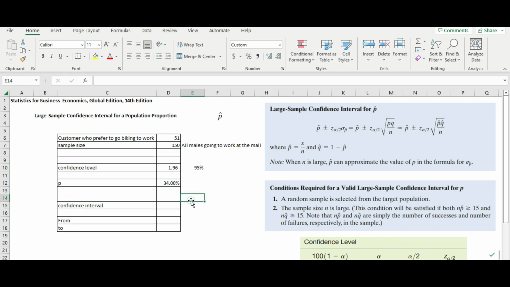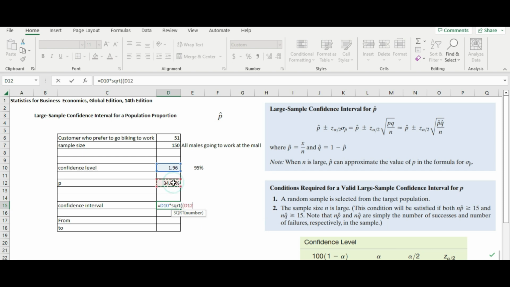Now we will be computing the confidence interval. It's the confidence level times the square root of P multiplied by 1 minus P, over the sample size. So we have 0.76.